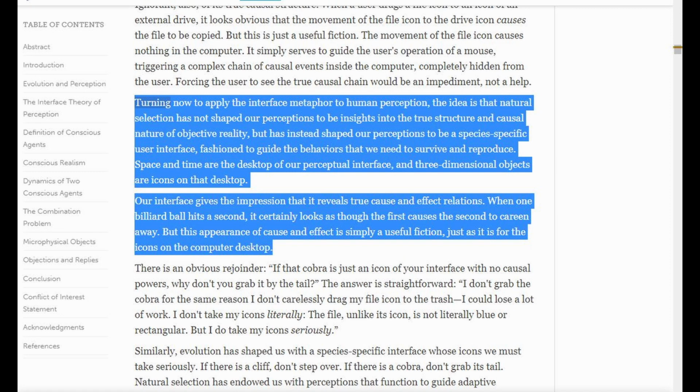Space and time are the desktop of our perceptual interface, and three-dimensional objects are icons on that desktop. Our interface gives the impression that it reveals true cause and effect relations. When one billiard ball hits a second, it certainly looks as though the first causes the second to careen away, but this appearance of cause and effect is simply a useful fiction, just as it is for the icons on the computer desktop. Weird, right?